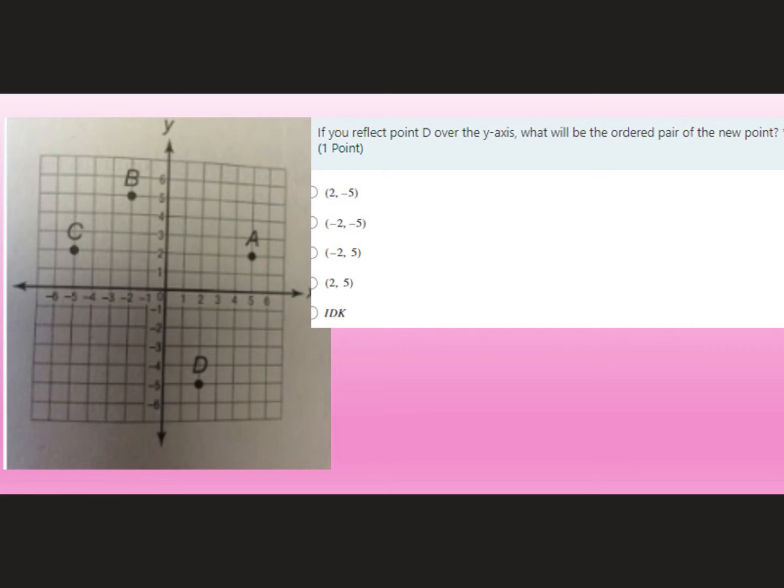If you reflect point D over the y-axis, what will be the ordered pair for the new point? Well, here's my y-axis right there, point D is at the point right now, positive 2, negative 5, which is 2 units away from the y-axis. In order to reflect it, remember we need a mirror image on the other side of that y-axis. So 1, 2 points away. That would be at the point negative 2, negative 5, which was answer option B.